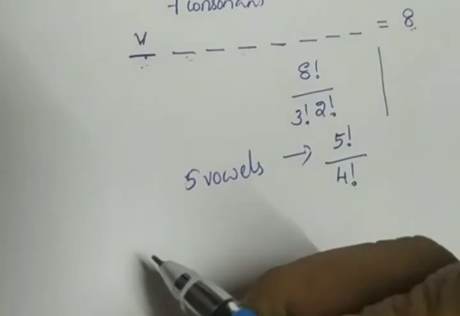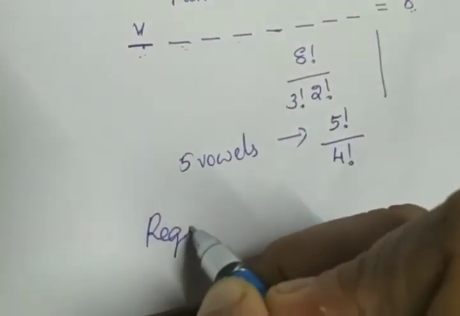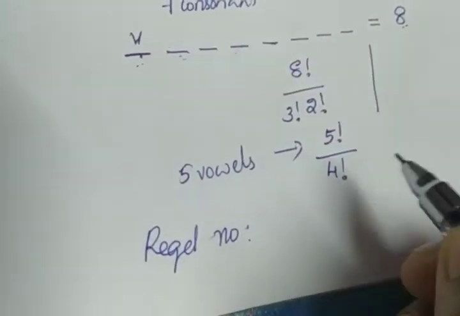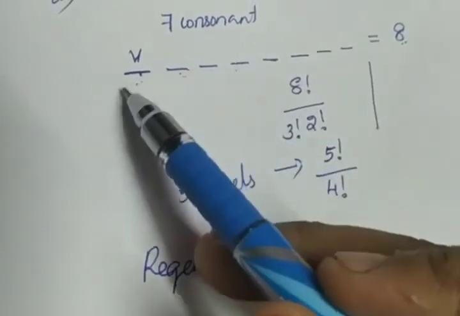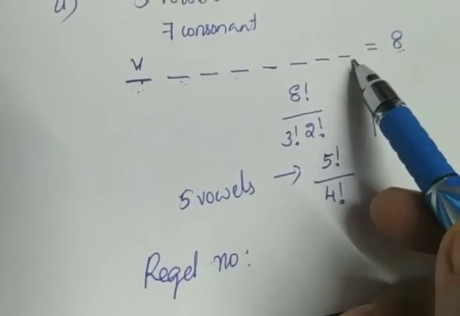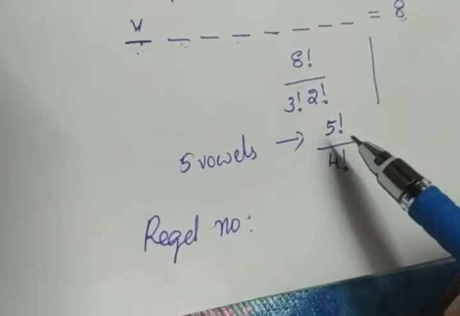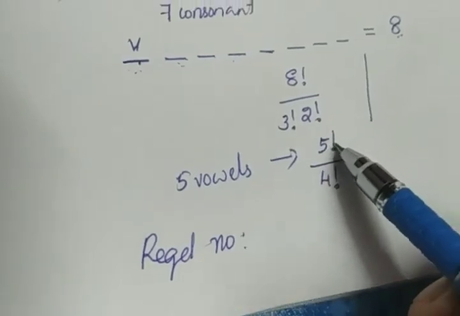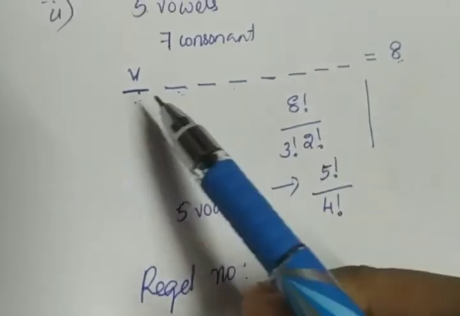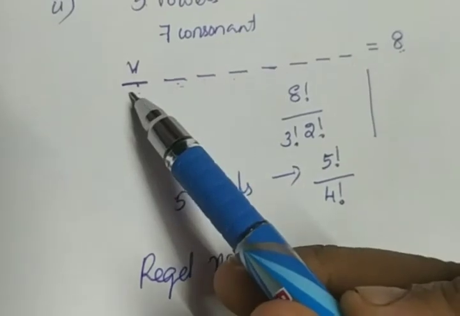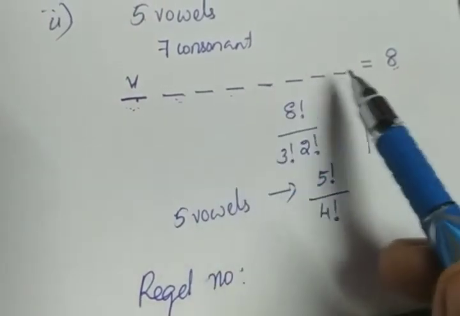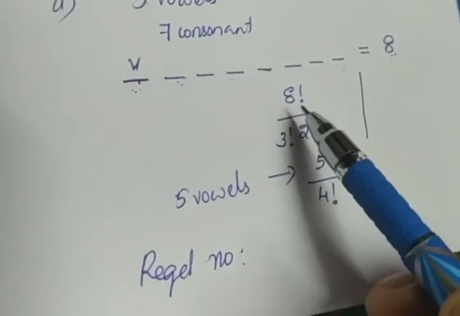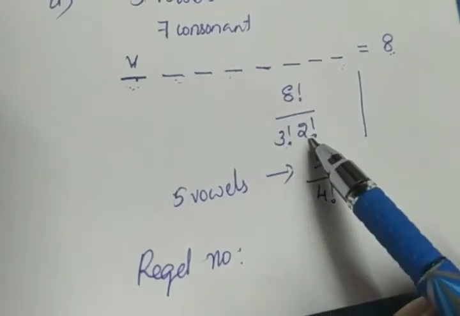Okay, so what is the required number of ways? Required number of ways means vowels must come together and also all the letters must be used. So vowels together means it can be done in 5 factorial by 4 factorial ways, and 8 places. 1 place for all the 5 vowels together and other 7 for the consonants can be filled in 8 factorial by 3 factorial into 2 factorial ways.